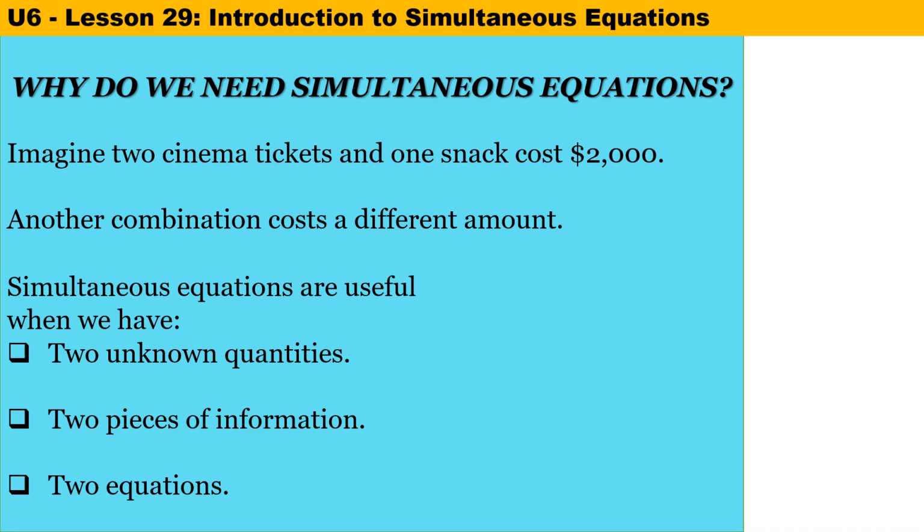Maybe you buy something else, say you buy a water and maybe a gum and it comes to $1,500. You want to know how much each of them costs. Hence, simultaneous equation come into play because you have two unknowns, you have two pieces of information, therefore you have two equations, and so you want to solve all of that.